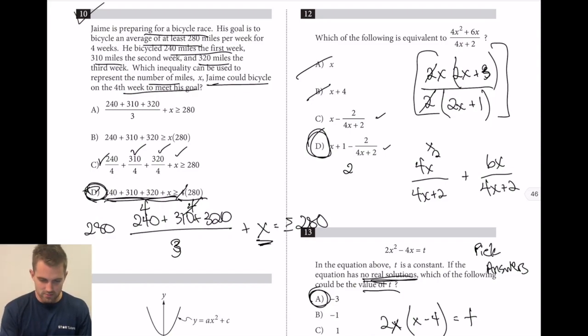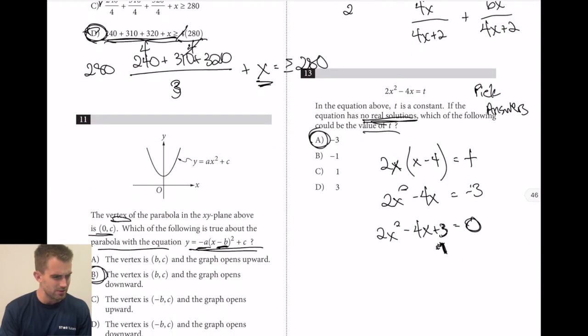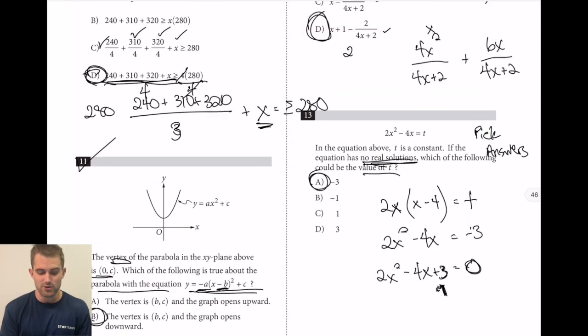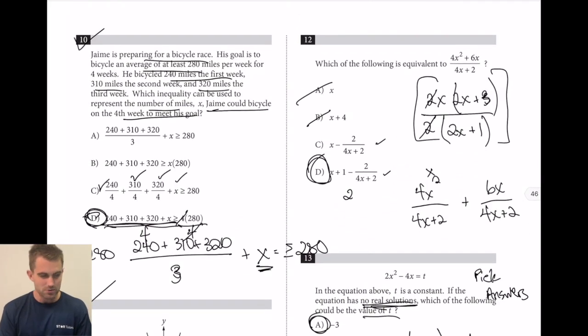Number 11, I think that should be good. Number 11 is B, great. We're on a roll here, guys. We're cruising, even though we did some of these problems later. Number 12 is D. Great, guys.